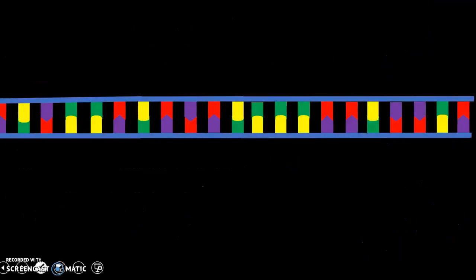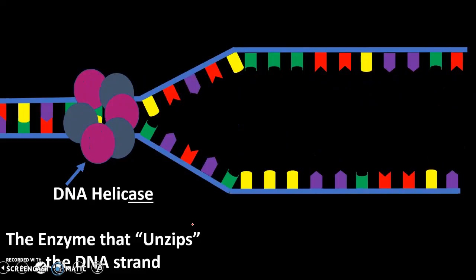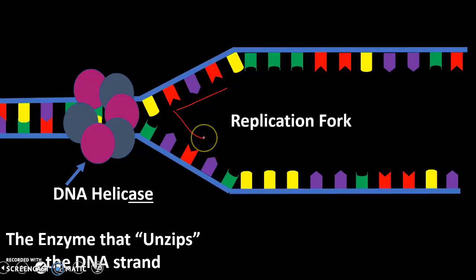So here's what DNA replication looks like. We have our strand of DNA, and helicase is going to slide down the strand and separate it. So we have our helicase, the enzyme that unzips the DNA strand, and this area right here is called the replication fork, and this is where replication is actually going to occur.